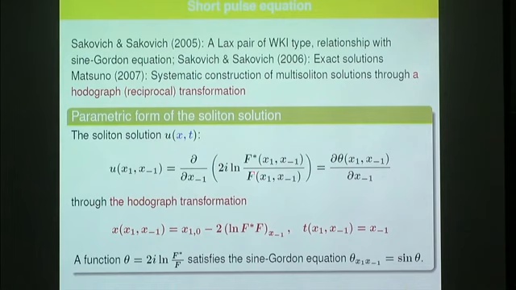And now we can consider the transformation about u. Now here the tau functions f and f star. And now in this equation, the key point is there is a hodograph transformation. This means the solution is in parametric form. Okay, so using this hodograph transformation, now you can write down the solution of the short pulse equation. And this equation is related to the sine-Gordon equation.